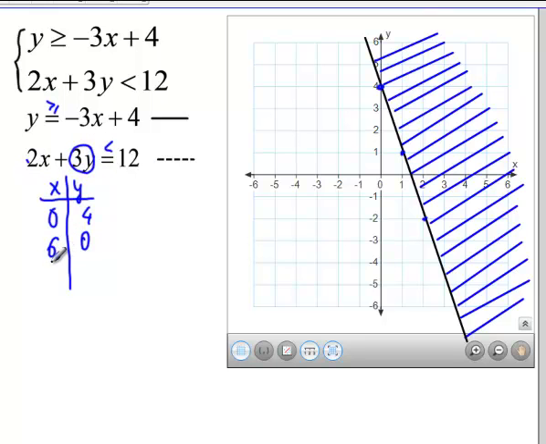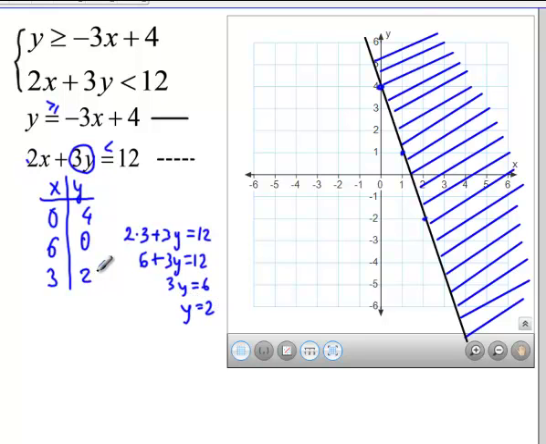Now we can test one more value. Let's say if x is 3. Okay, it's a little bit more complicated. So let's plug it in. 2 times 3 plus 3y equals 12. So this is 6 plus 3y equals 12. And 3y equals 6. And y equals 2.